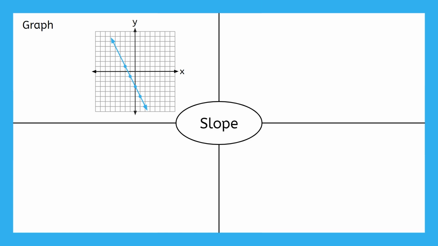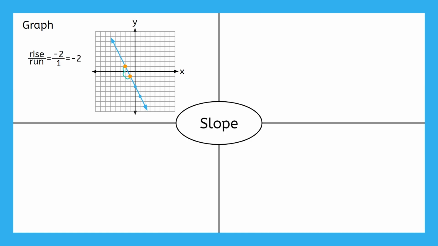Since graphs are such a great visual, it's most efficient to pick 2 points on the line and count the rise and run between them. In this graph, between these 2 points, I am rising down 2 and running right 1, which makes the slope -2 over +1, or just -2.